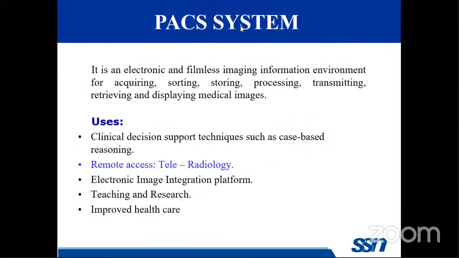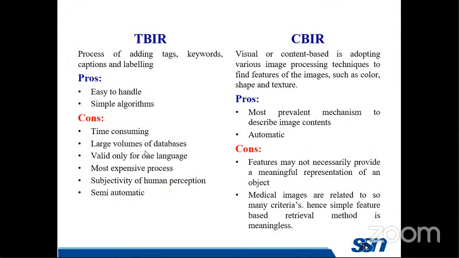So what is the advantage of a PACS system? It's all listed here, right? So I don't want to read it once again. So this is TBIR and CBIR, and the advantage of using text-based image retrieval is that it is very easy to handle and simple algorithms are available, but the disadvantages are that you should have some time to retrieve a particular object, right? And it is most expensive, with subjectivity of human perception, right?